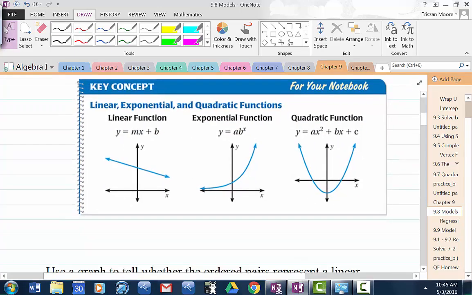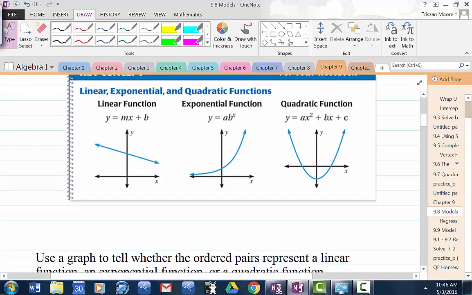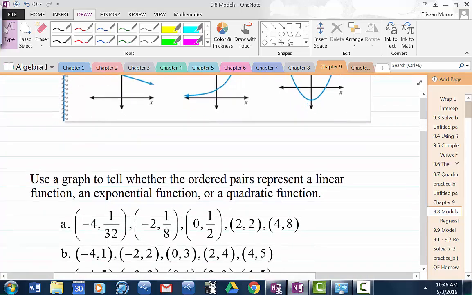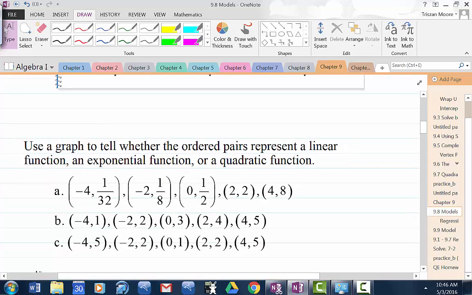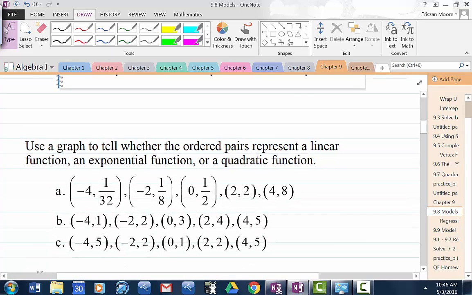I probably can show you a little bit from here what the graphs look like. A linear function's graph is a line. Exponential looks like an exponential curve. And a quadratic function looks like a parabola. So we want to be able to tell what a function looks like because we want to know what kind of model we should use to get what we need. Say for this graph right here, it says use the graph to tell whether the ordered pairs represent a linear function, exponential function, or quadratic function.